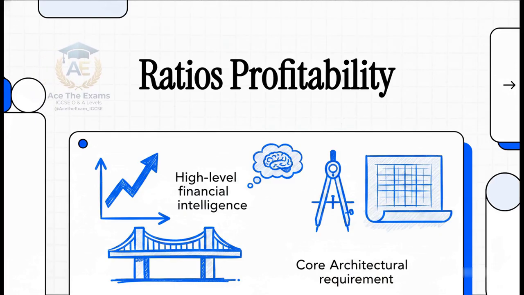In the context of IGCSE Accounting 0452, ratios and profitability analysis is really not just some boring record-keeping exercise. No way. It is a core architectural requirement if you want to hit that absolute top grade. It's the vital bridge between simple data entry and high-level financial intelligence. So let's dive right in and get you exam ready.